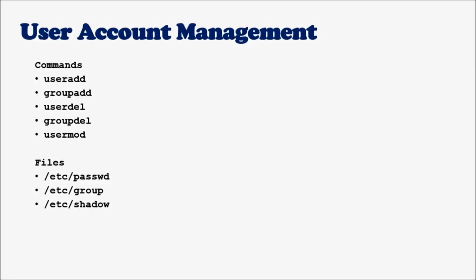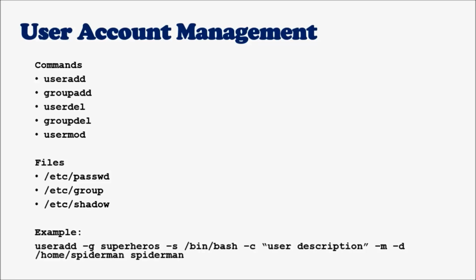The example to run a useradd command which includes all the parameters that you can define is as follows. It goes with useradd -g, the option to add a group, -s to give a shell environment, -c to define the user description, -m -d to define the user home directory, and then the name of the user.